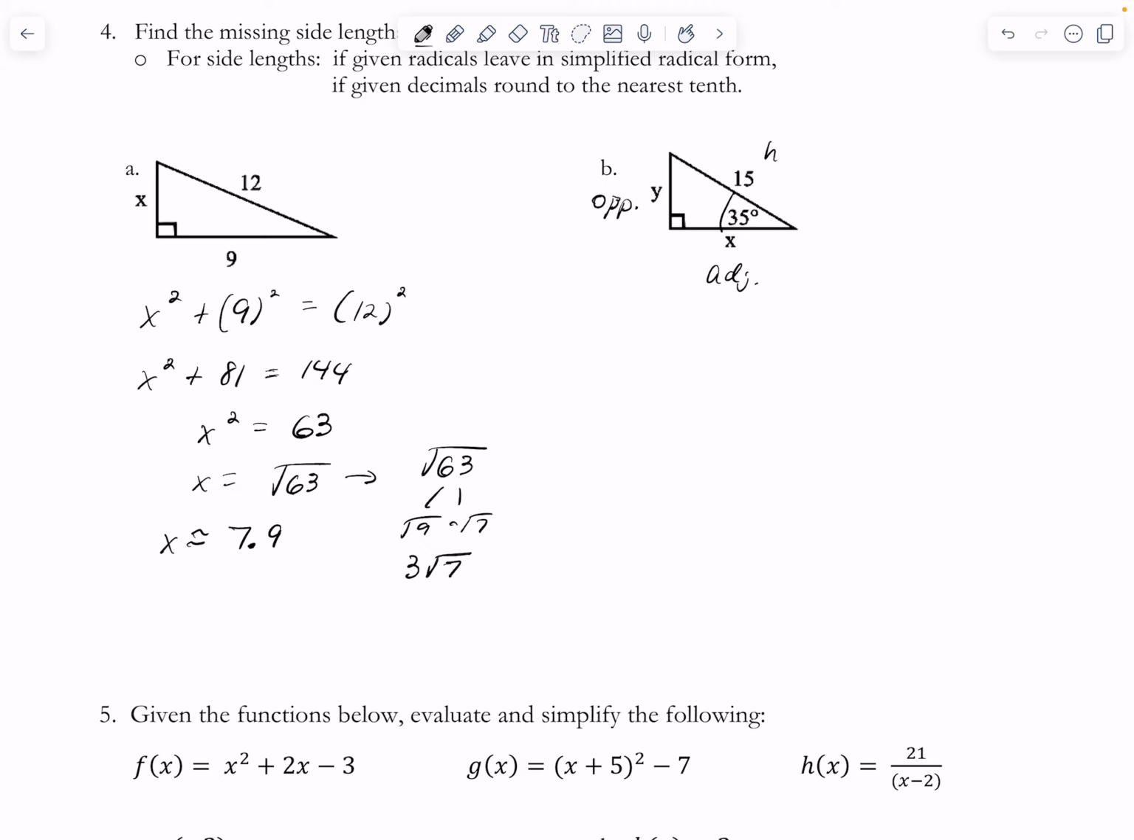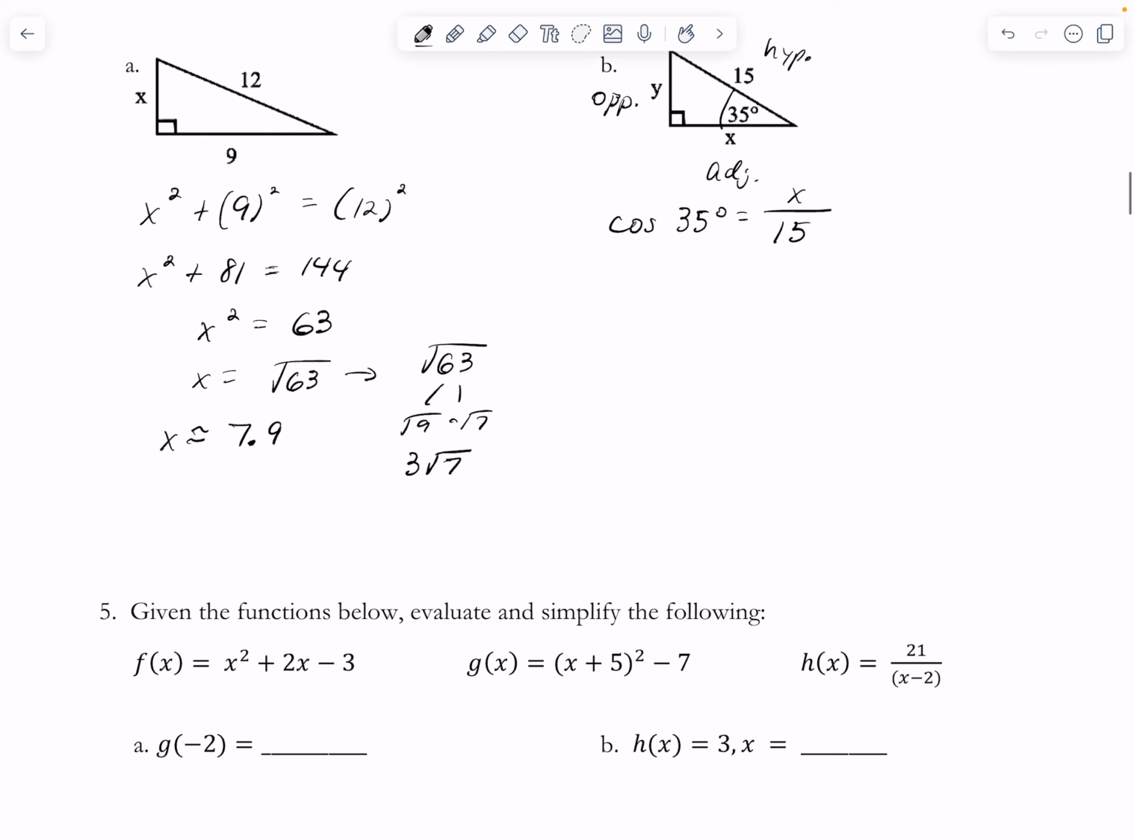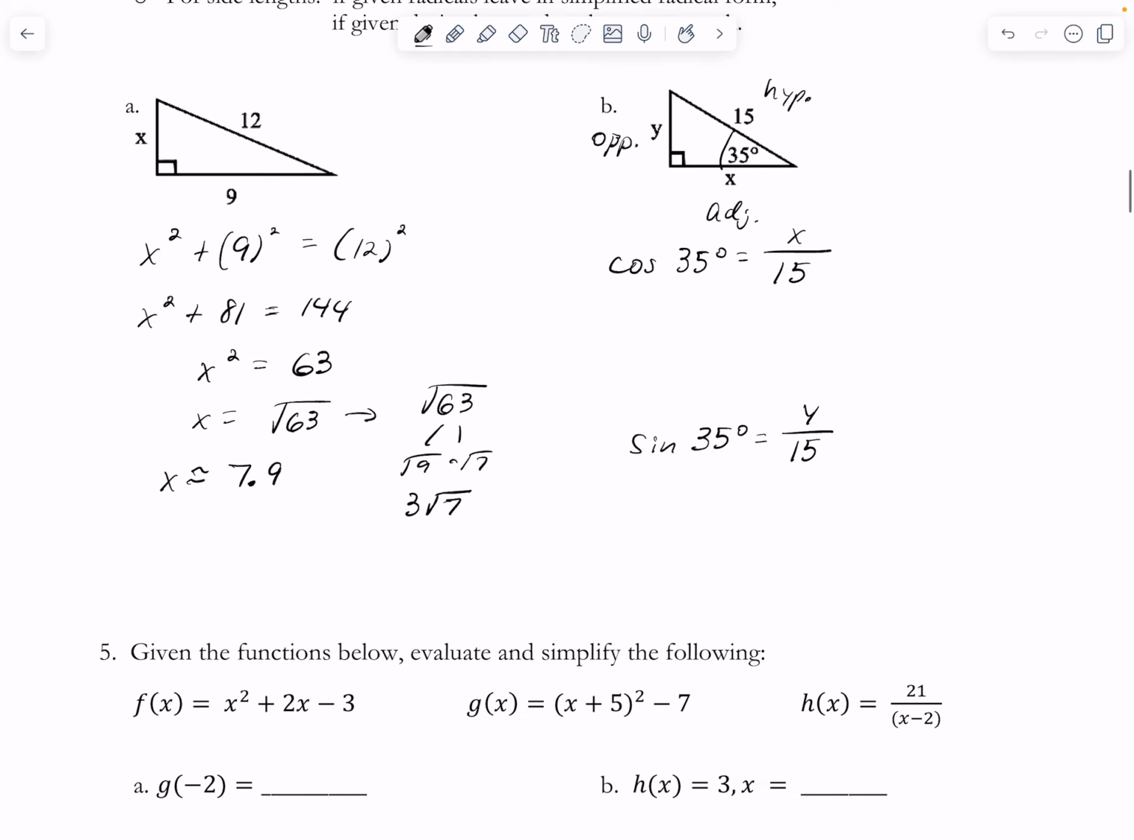All right, I do know the hypotenuse, so I'm going to first use cosine of 35 degrees is equal to the adjacent side x over the hypotenuse. I'll find that. Then I'm also going to use the sine of 35 degrees is equal to the opposite side, or y, over the hypotenuse of 15. So kind of the first thing I'll be looking at for your work is, are you setting up the correct trig function? If you are, then I know that you understand SOHCAHTOA. If you don't, we need to review that.